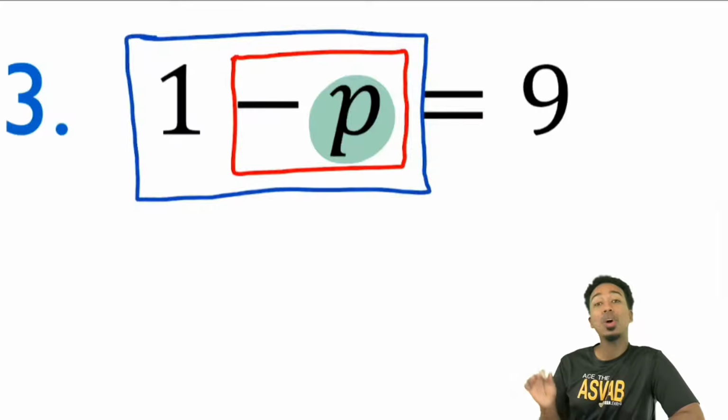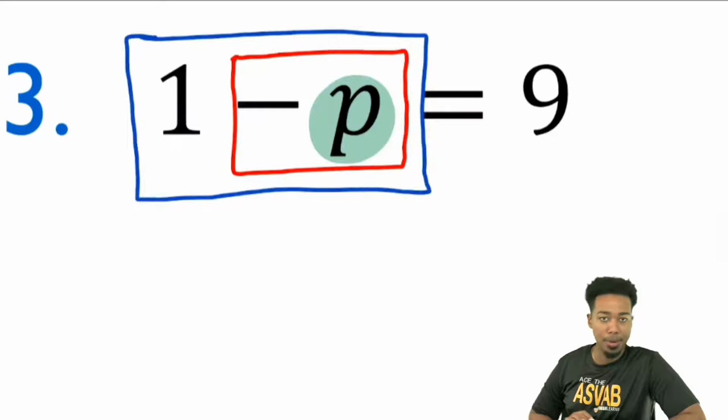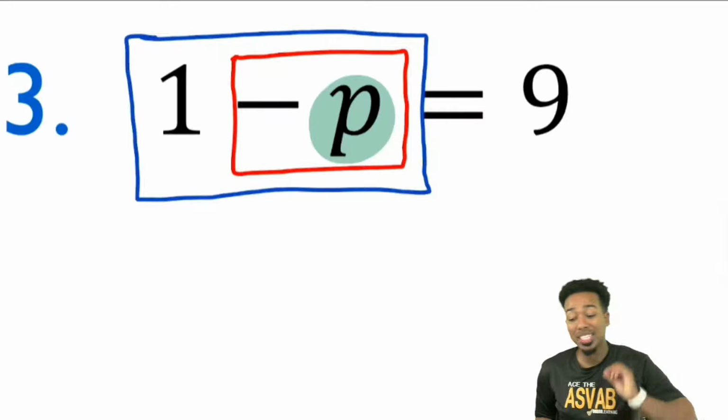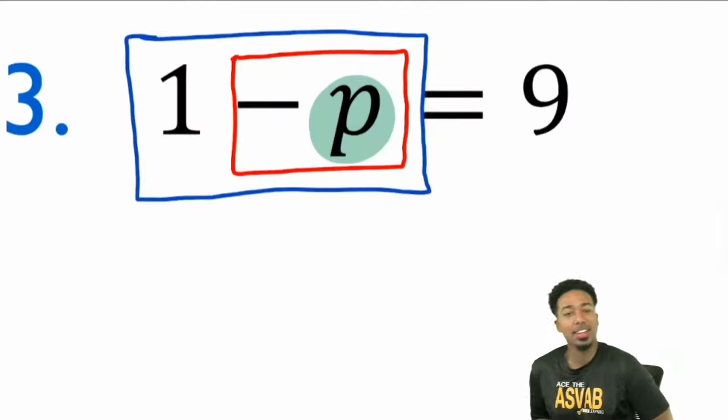Everyone, what is the last thing that's happening to the P? The negative or that 1 that's just sitting there? What's the last thing that's going to happen to that P?